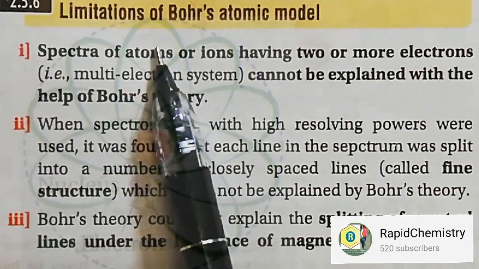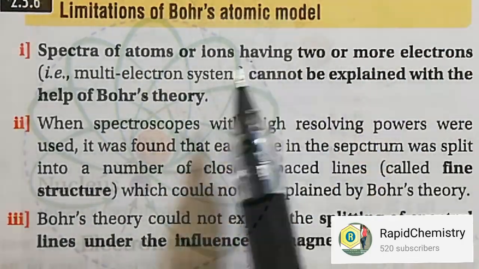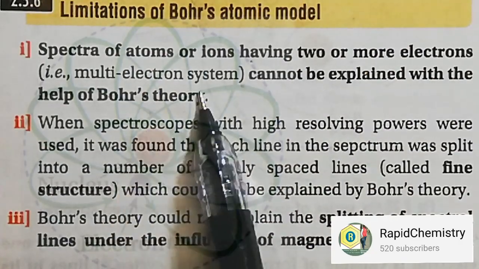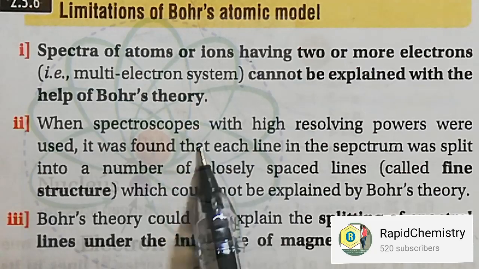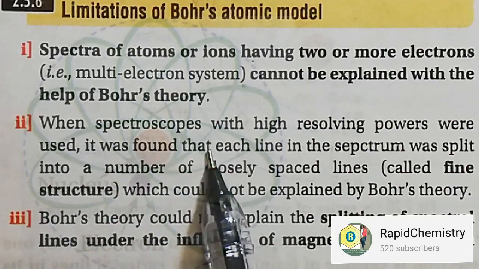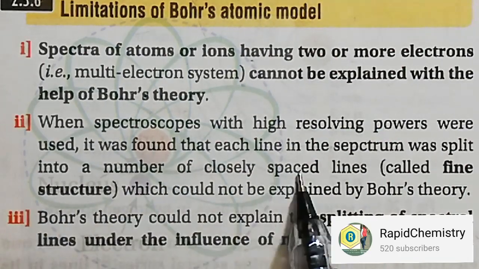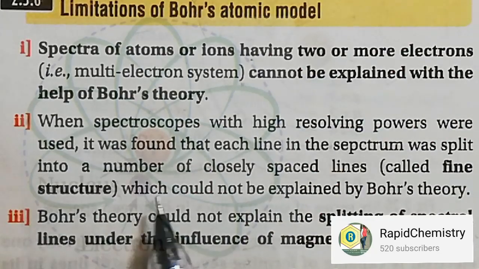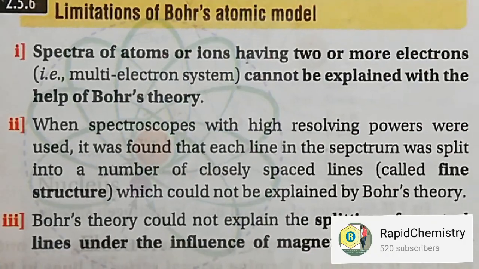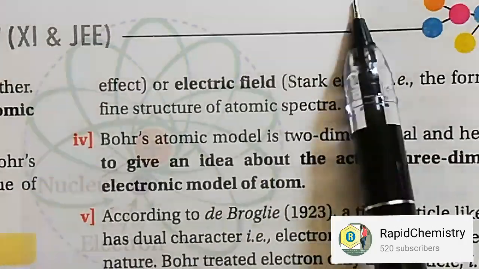The limitations are: the first one, spectra of atoms or ions having 2 or more electrons, that is the multi-electron system, cannot be explained with the help of Bohr theory. Number 2, when a spectroscope with high resolving power was used, it was found that each line in the spectrum was split into a number of closely spaced lines called fine structure, which could not be explained by Bohr's theory. Bohr's theory also can't explain the Zeeman effect and Stark effect.